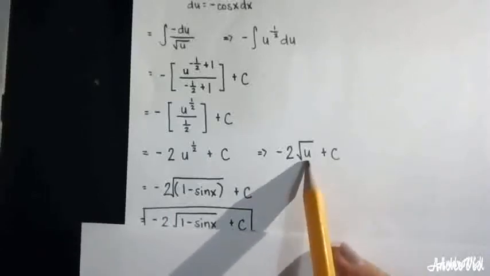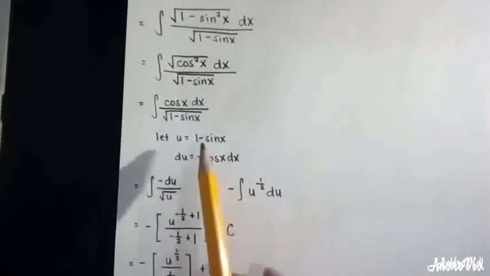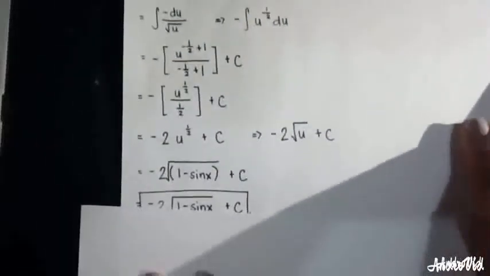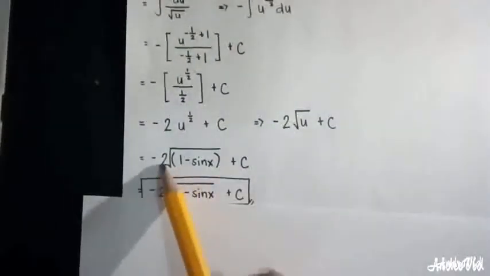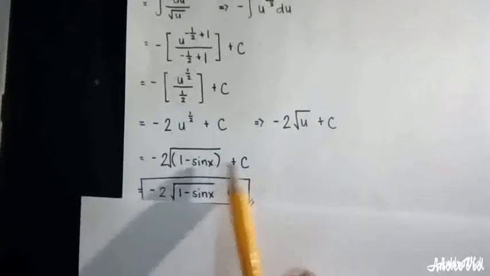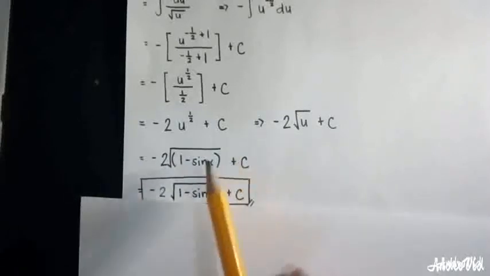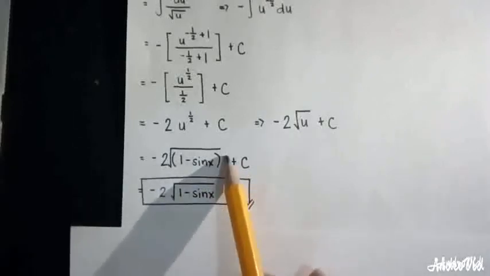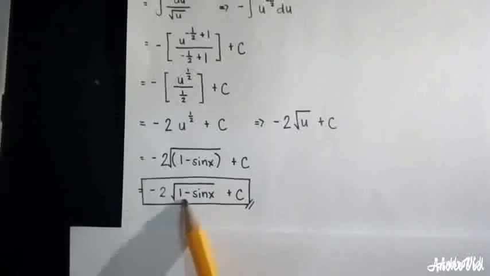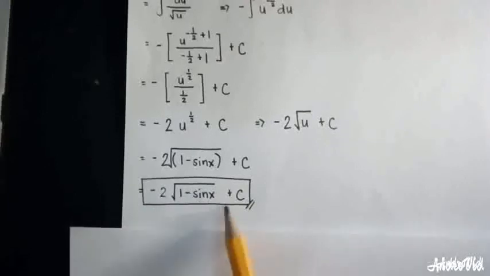So we're going to undo the u substitution, since we know that u from here is equal to 1 minus sine x. We're going to plug that in. Negative 2 square root of u, that's 1 minus sine x, plus c. So from here, we could now get the final answer, and that is negative 2 square root of 1 minus sine x plus c.